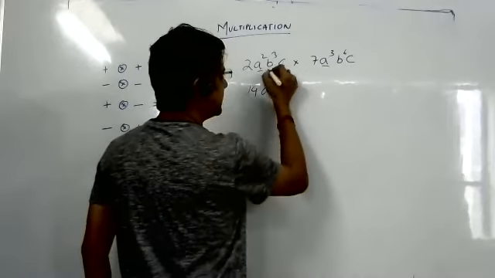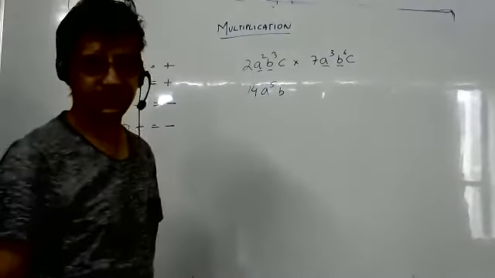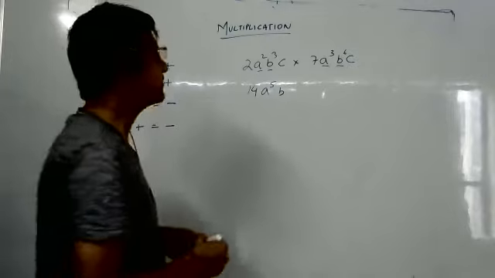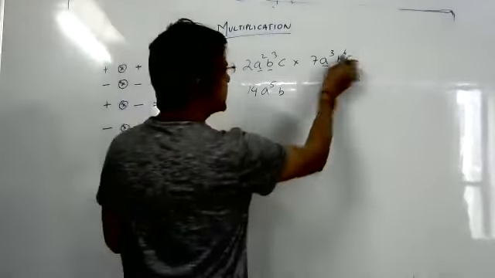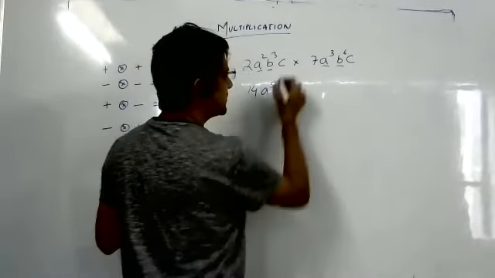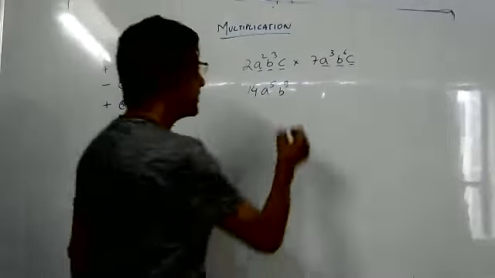Now b cube and b to the power 6: b to the power 9. Why are you confusing? Why 6? b 6, b 3. What will you do? b to the power 9. c and c, c power 2. c to the power 2.